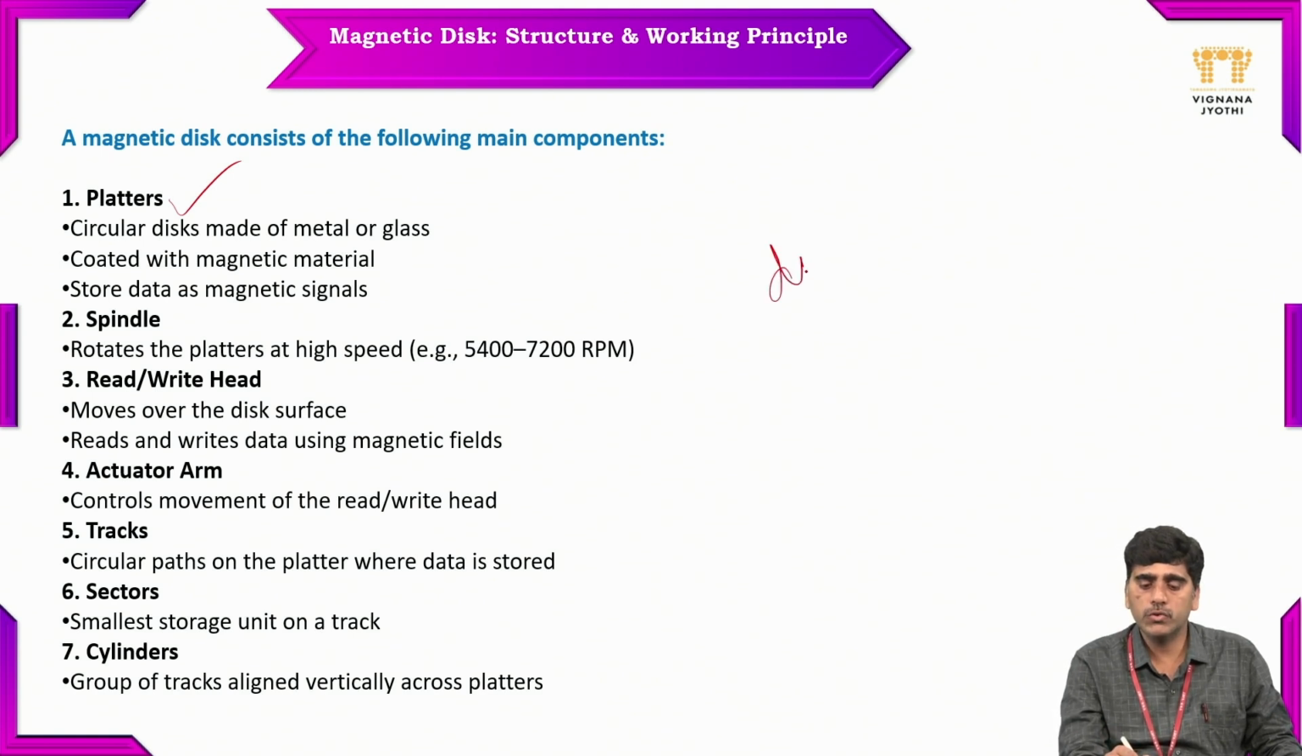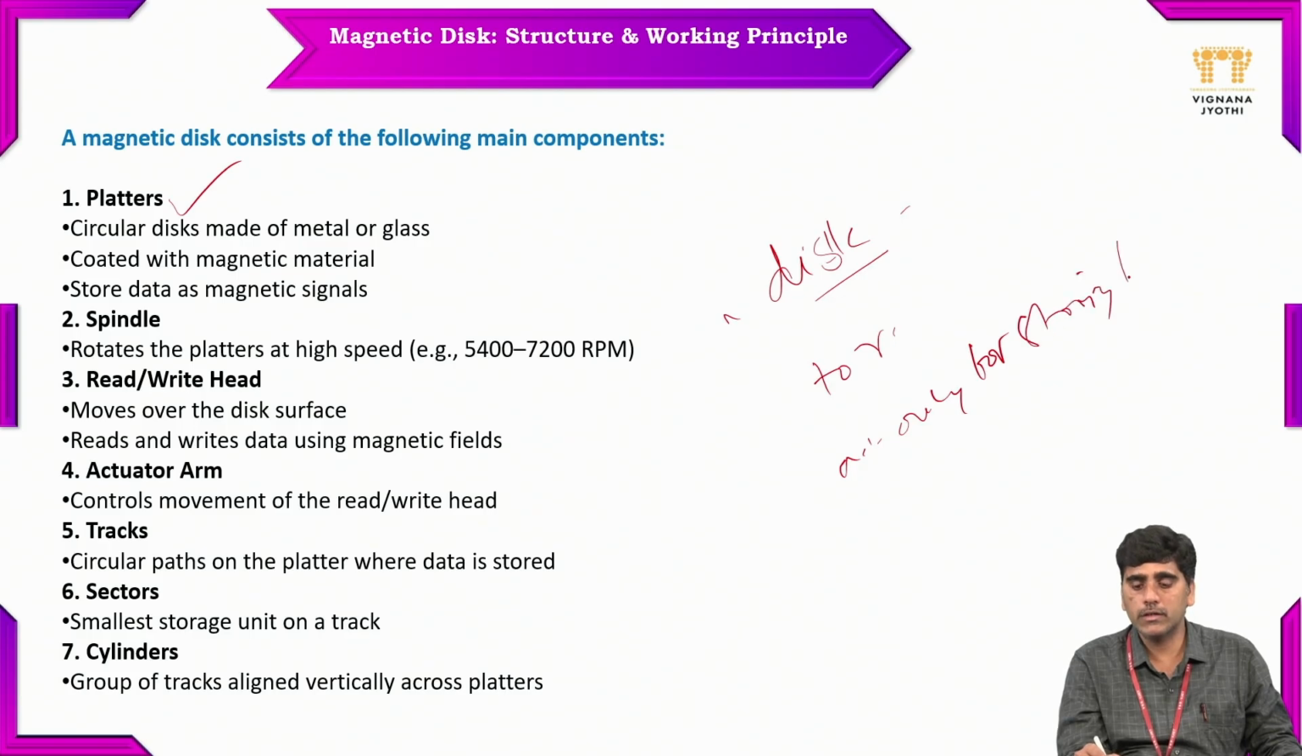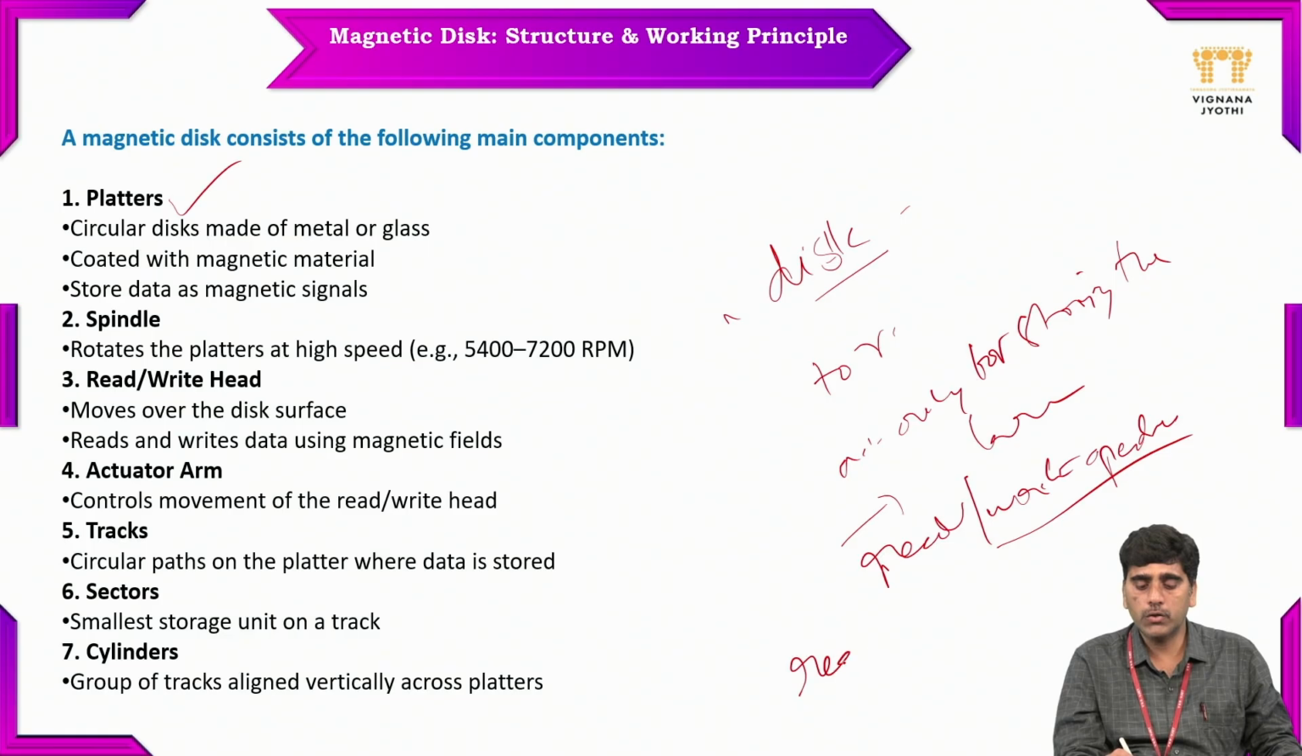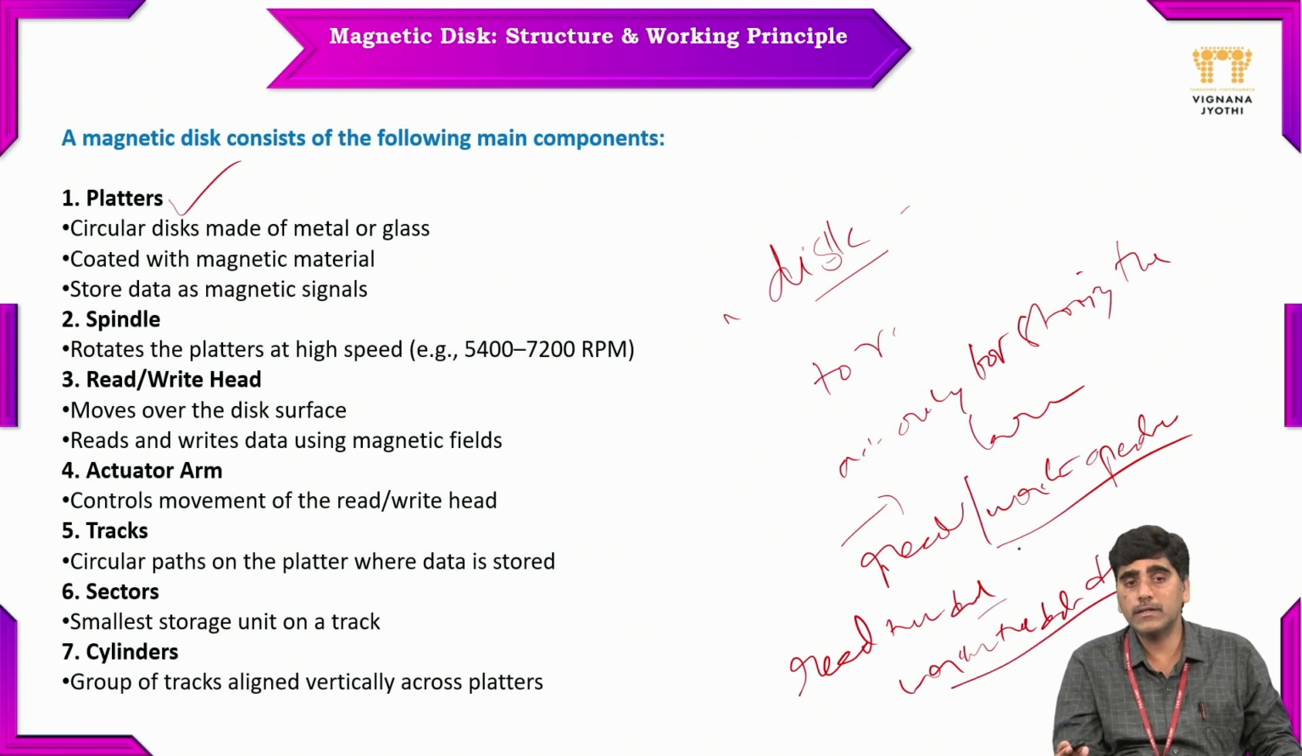So we always use magnetic disks not only for storing large amounts of data, but also for performing read or write operations. Read or write operations mean you want to read the data from the disk and you want to write the data into the disk.